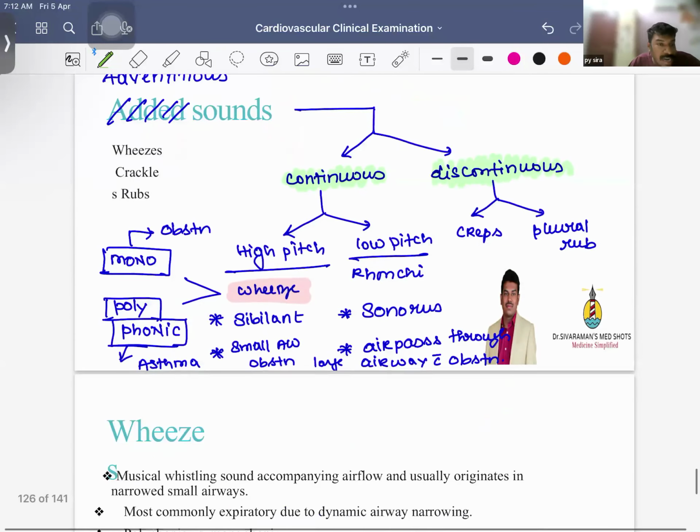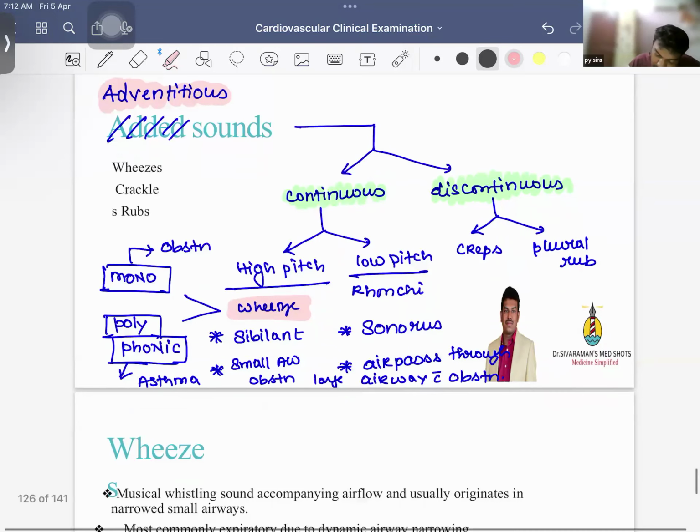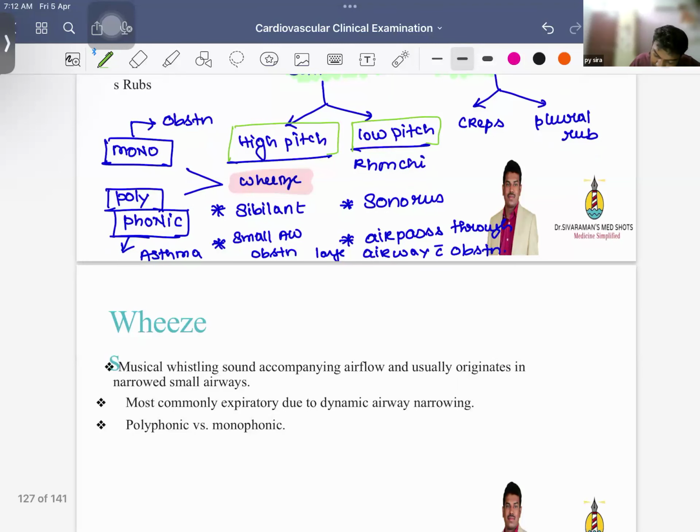Coming to the last, adventitious sounds. These are sounds which are heard in addition to your breath sounds. So what are those sounds? First, you have to check whether the sound is continuous or discontinuous. Whenever it is continuous, you have to check the pitch, whether it is a high pitch or a low pitch sound. Continuous and high pitch is most likely a wheeze, whereas low pitch is called a rhonchi.